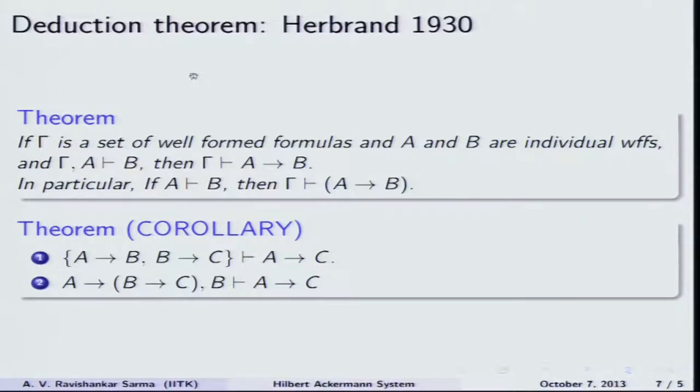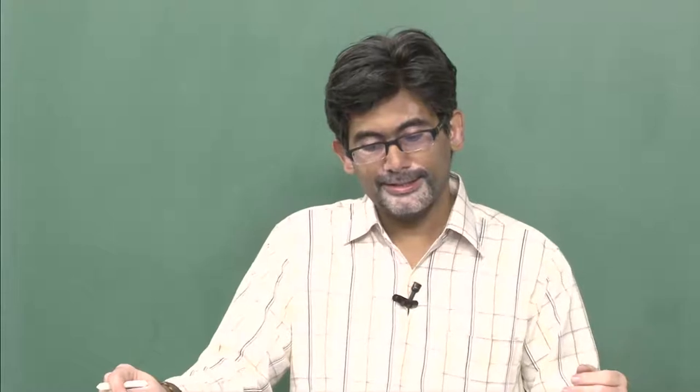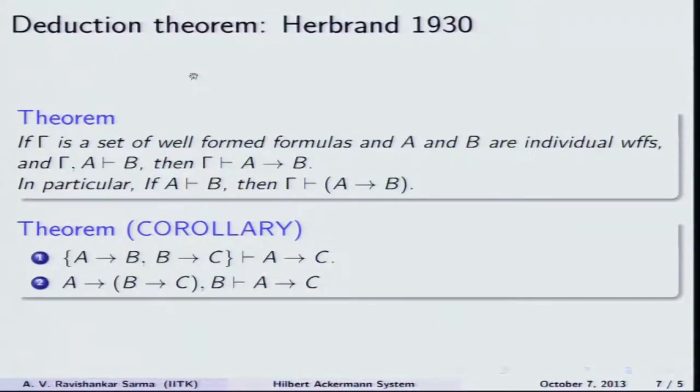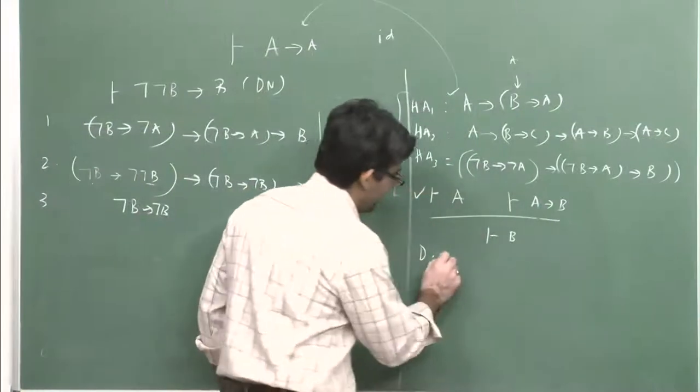So this theorem says like this. Of course, every theorem has to find a proof. Suppose you take gamma as a set of well-formed formulas, in the sense that it has all the well-formed formulas which you can think of, and you single out two formulas A, B, which are considered to be individual formulas. If it so happened that B is deduced from gamma and A, then A implies B can be deduced from gamma.